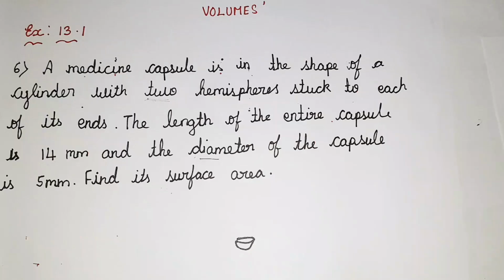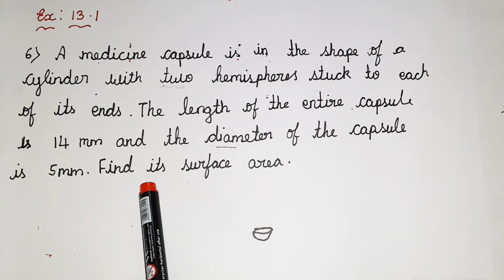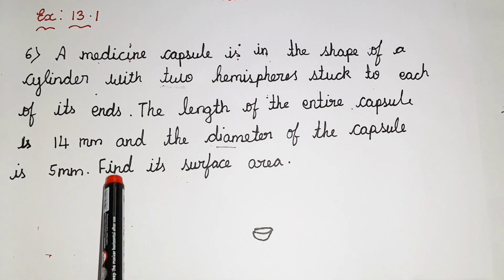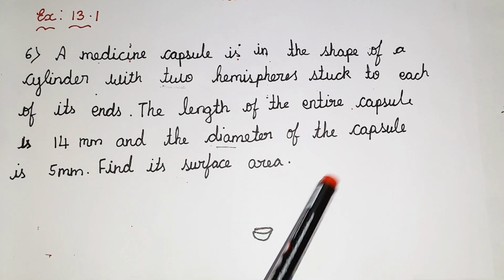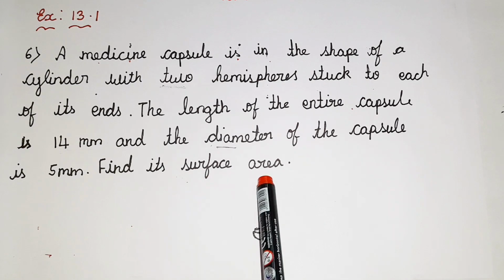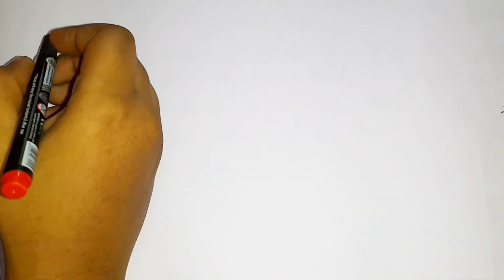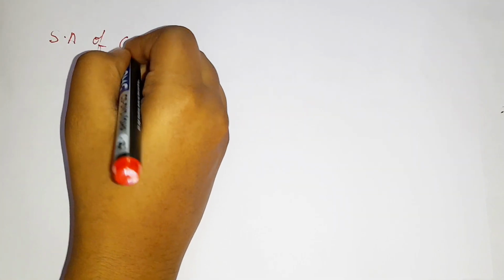All right. Since you guys know I am supposed to find the surface area, am I right? So what am I supposed to find? Find its surface area. What is it in this question? The capsule, am I right? So I am supposed to find the surface area of the capsule. So now let us write that. Let us write surface area of capsule.